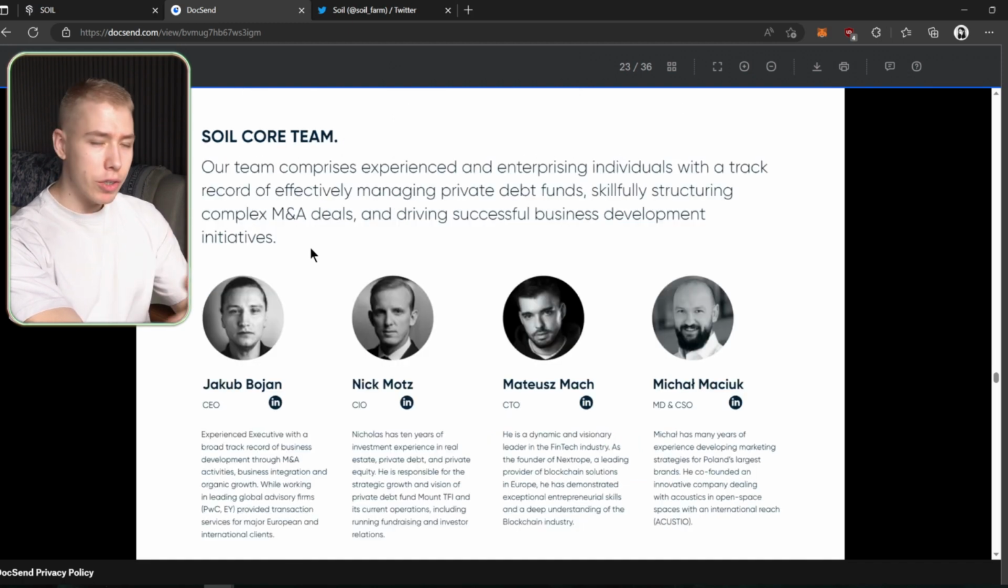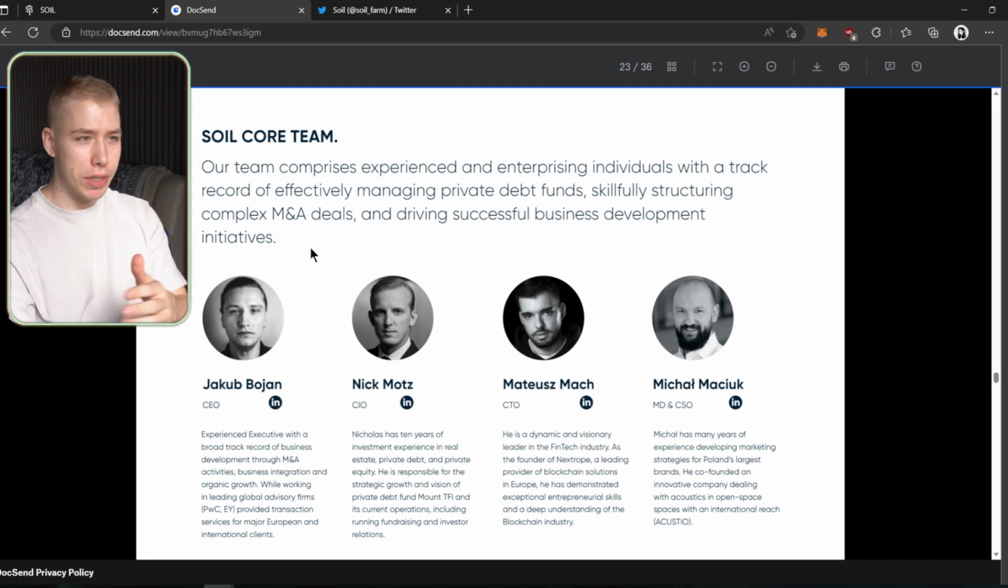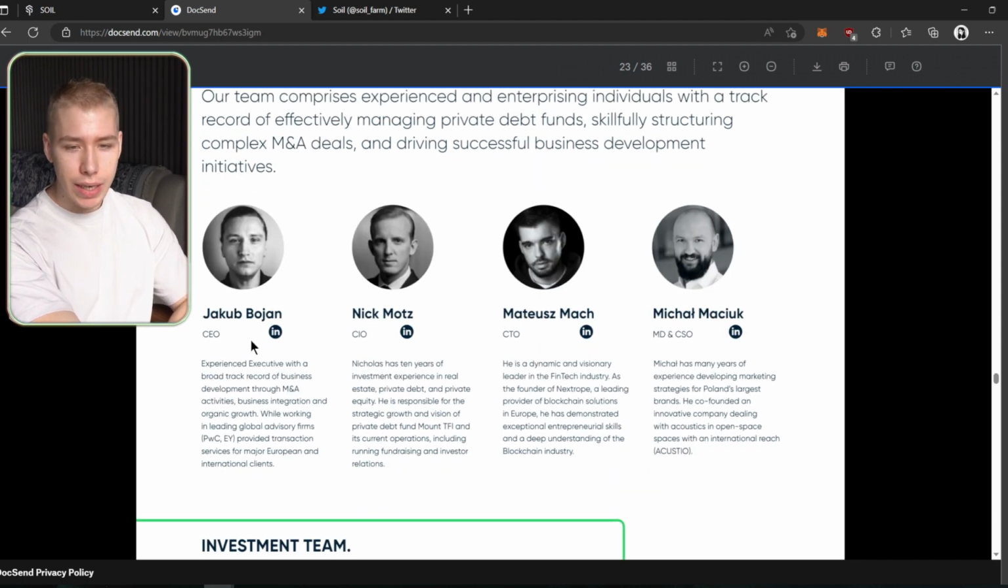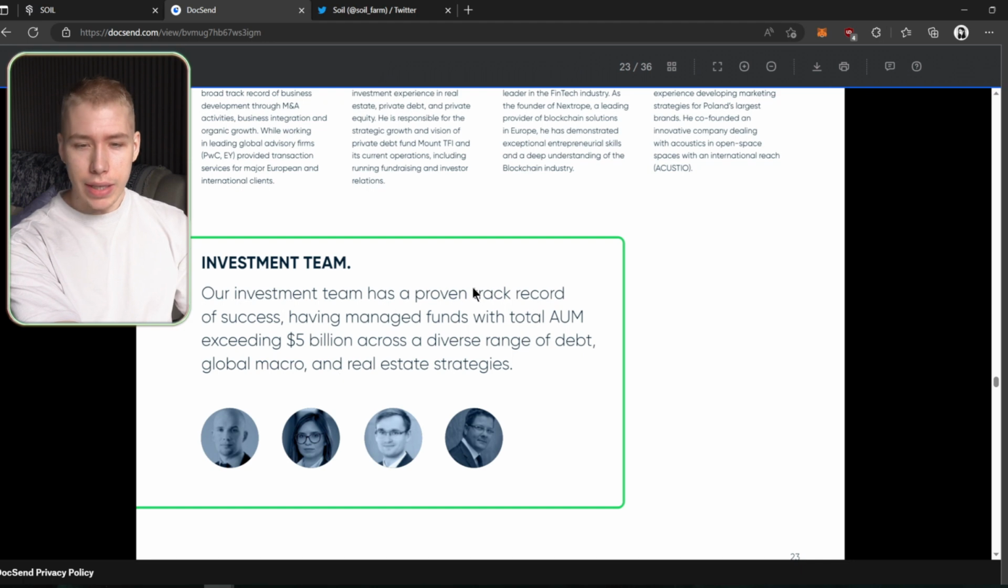We're working on the project, improving it over time, the good things. Also keep in mind, because this one is not just an NFT or something random, the team is obviously doxed. They have years and years of business experience. Their LinkedIn is linked as well. And the investment team behind it has a proven track record of success, having managed funds with a total AUM exceeding 5 billion across a diverse range of debt.